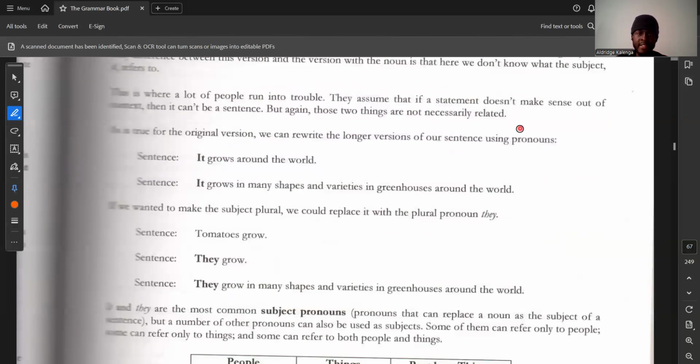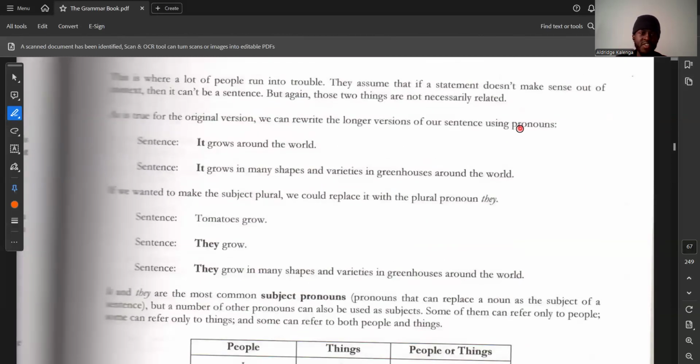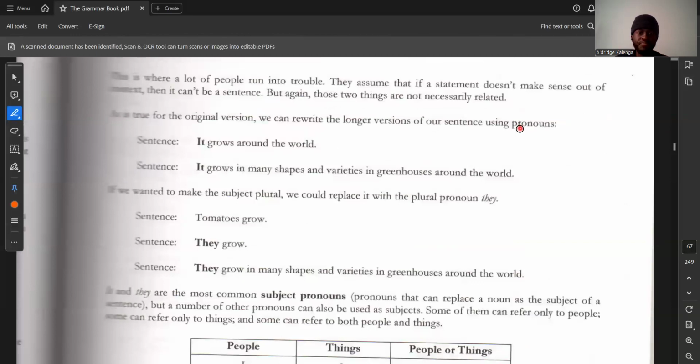Pronouns and antecedents. Antecedents, that should be what they're called. Okay, so these are the examples here. It grows around the world. We do not need to know that this is referring to a tomato. That is a sentence. We just know it's referring to some subject that grows around the world. It grows in many shapes and varieties in greenhouses around the world.